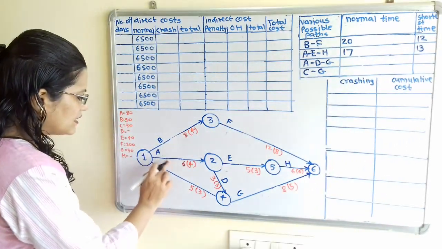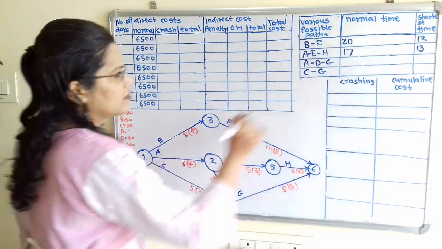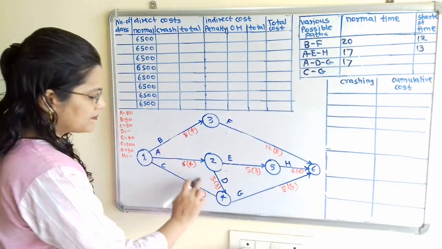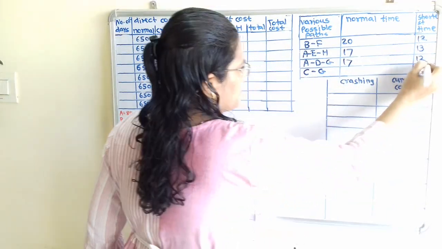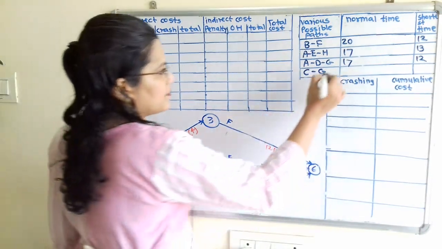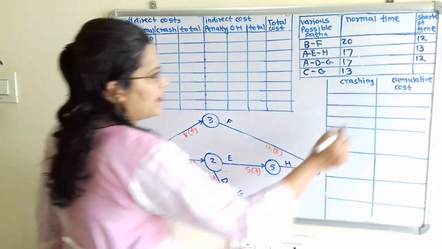Then ADG, it is 6 plus 3 plus 8, 17. 4 plus 3 plus 5, it is 12. Then for CG, normal time 8 plus 5, 13. 3 plus 5, 8.